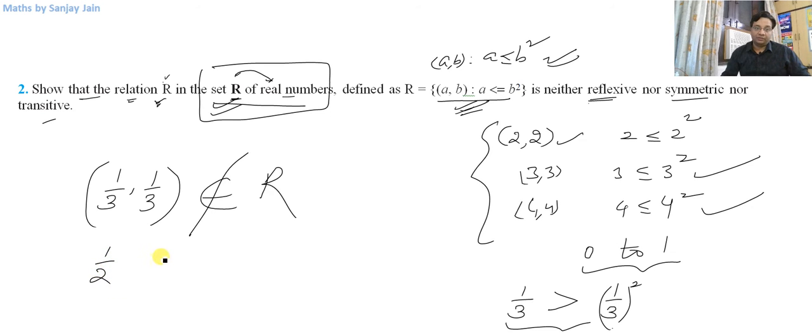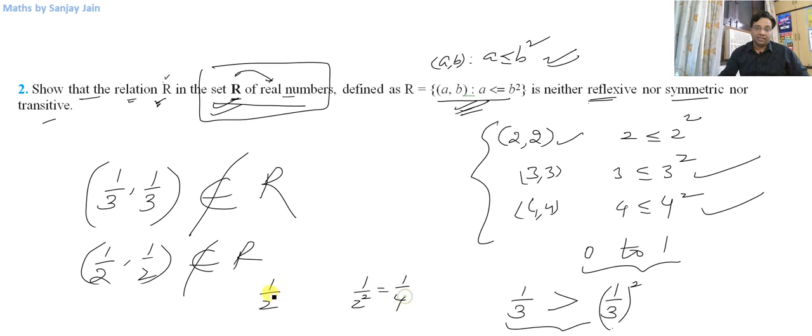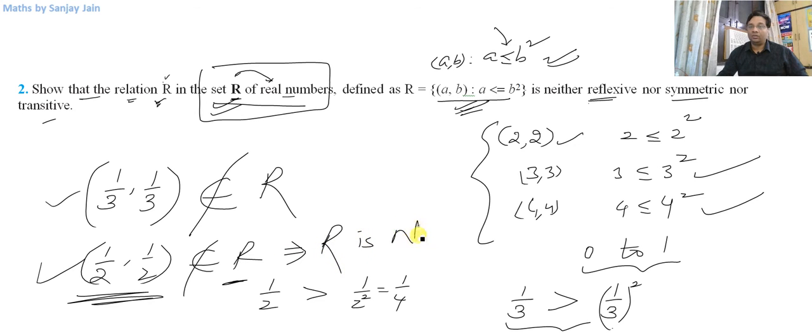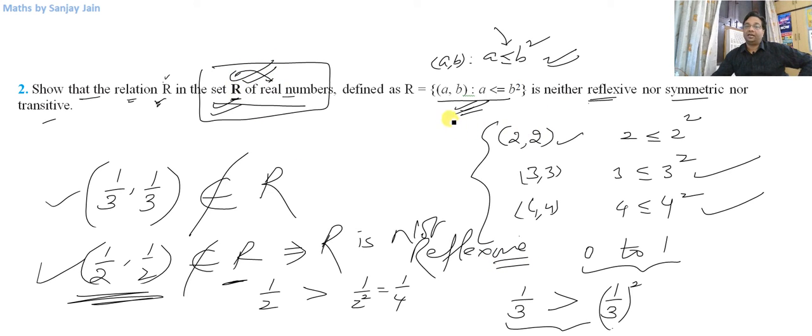You can check for 1 by 2 and 1 by 2. So (1/2, 1/2) also doesn't belong to R, because if you see 1 by 2 squared, which is 1 by 4, right? This is 1 by 4, and 1 by 2 is greater than 1 by 4, and it is not less than or equal to 1 by 4. It is greater than 1 by 4, hence it will not belong to this relation R. So any of these examples is sufficient to show that relation R is not reflexive. It is not reflexive, because the doublet of every real number should be present in the relation R for it to be reflexive. I hope you understand this part.